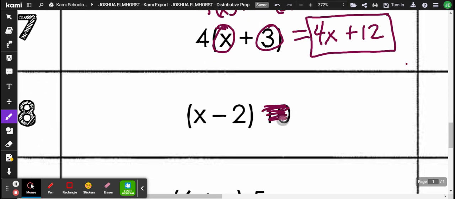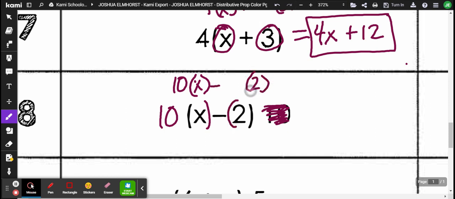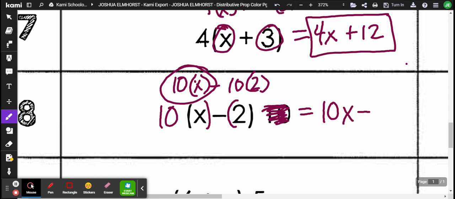If you wanted to rewrite this with 10 on the front side, that would be the same thing. It would be an equivalent example. So we have x times 10 minus 2 times 10. Both things get multiplied. So we got 10 times x, just 10x minus 10 times 2.